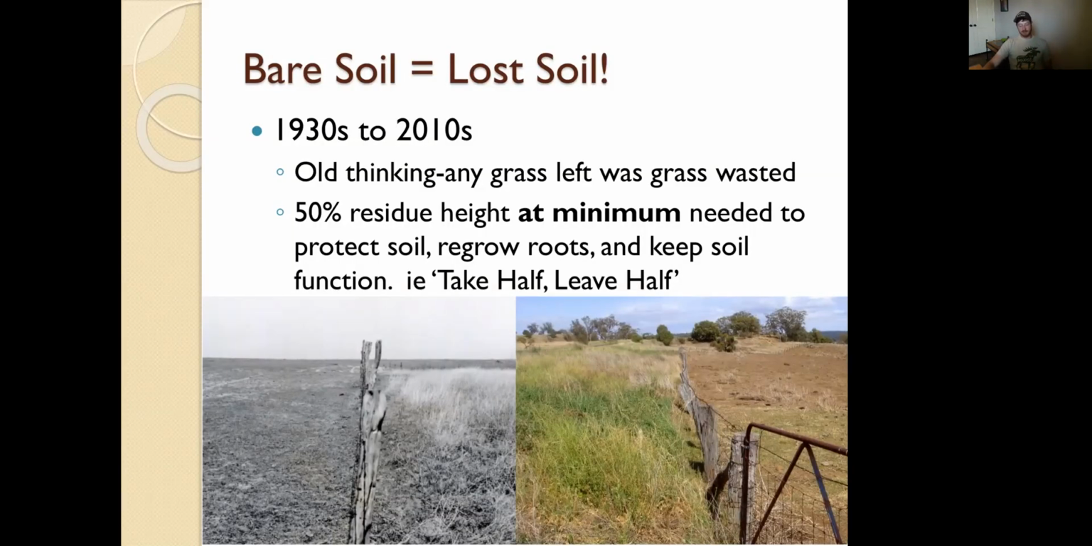Even with our grazing options, from 1930s to 2010s, we really haven't learned our lesson. We're still taking way too much grass, and through that taking away that protection that grass provides. Grazing management the last couple decades have really been trying to leave 50% residue height to protect that soil, allow root growth, to open up pathways for water to soak in. But we're still not learning our lesson. From 1930s to 2010s, we're still seeing a lot of improvement to be made.